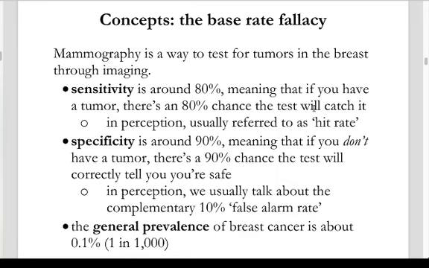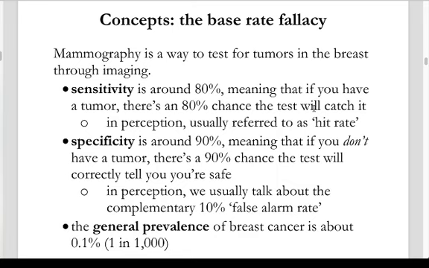Now, in perception, we often talk about the complementary 10% rate, which is the false alarm rate. In medical science, they usually talk about the specificity, meaning the true negative rate. That said, these are completely derivable from one another. And yeah, so these are the important properties of this test, right? This is going to be the data that we get back, and we're trying to decide between hypotheses. You have a tumor in your breast, and you don't have a tumor in your breast.